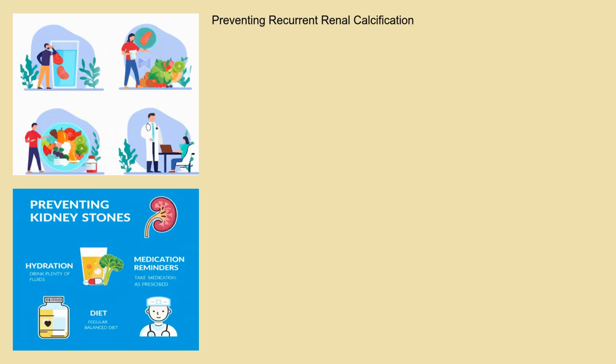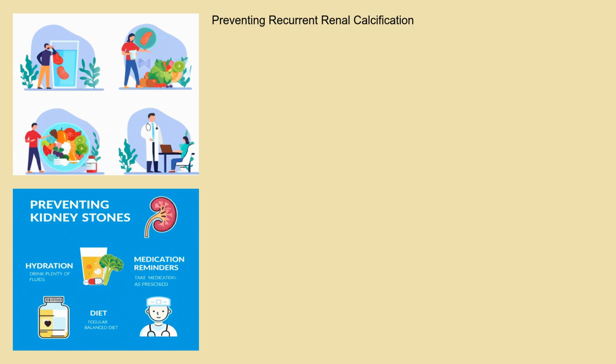Prevention is key to avoiding recurrent renal calcification. The cornerstone of prevention is adequate fluid intake, aiming for at least 2 to 3 liters of water per day. Dietary modifications can also help, such as reducing sodium intake, limiting animal protein consumption, and avoiding foods high in oxalate, such as spinach, rhubarb, and nuts.